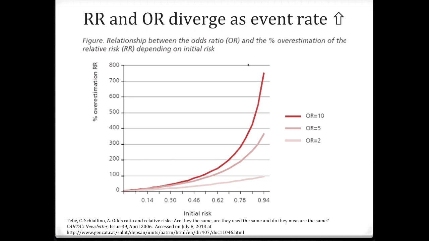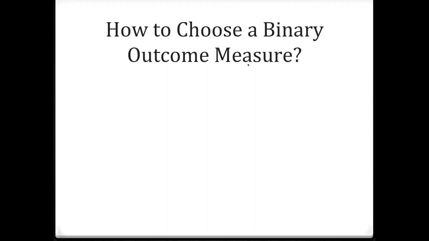This is an important thing to keep in mind as you read the literature. It's extremely common for authors to misinterpret their odds ratio results as though they were a relative risk. When you see it, make sure the assumption of low baseline risk is met. Now let's consider which measures are useful in specific settings.